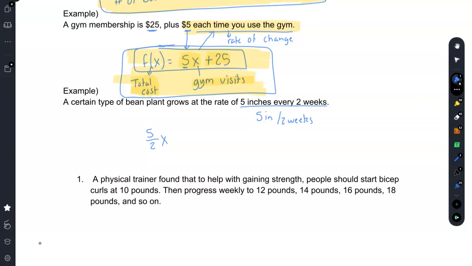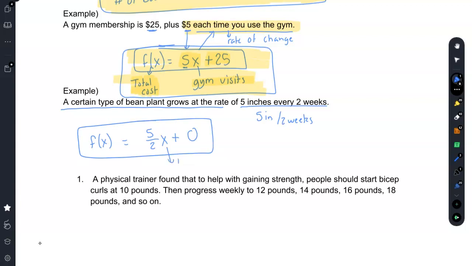But what I will notice in the first part of this, where my other ones had an initial value, this one doesn't have an initial value. So I'm always going to assume the initial value is 0. You don't always have to write plus 0, but if you're not given an initial value, we're going to assume that it's starting at 0. And like I said, you never have to write plus 0. You can just have 5/2 x. But let's write what this means.